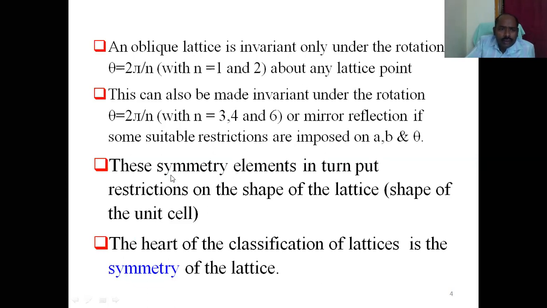So we see next these symmetry elements. By putting different conditions, we get those symmetry elements. For each corresponding n, we get one symmetry operation, or corresponding rotational axis. For each operation there is a symmetry element. These symmetry elements in turn put restrictions on the shape of the lattice. That gives us the shape of the unit cell. The heart of the classification of lattices is the symmetry of the lattice. So the classification of lattices is based on the symmetry of the lattice.